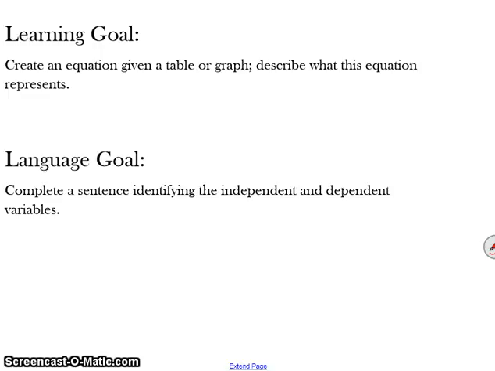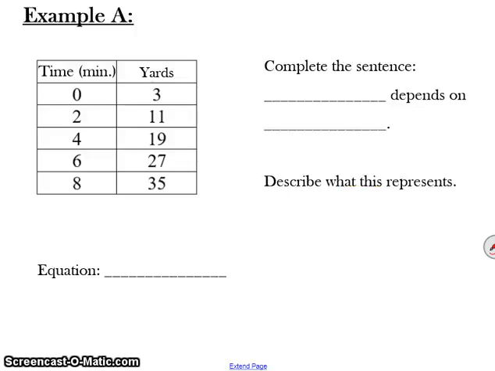Your learning goal says create an equation given a table or a graph. Describe what this equation represents. And then your language goal says complete a sentence identifying the independent and dependent variables. Independent and dependent, it's really important. Go ahead and take out your notes page.